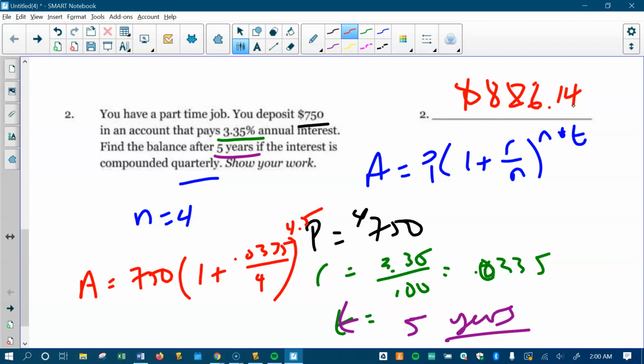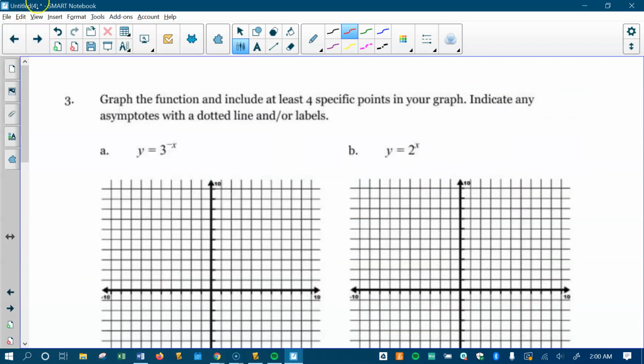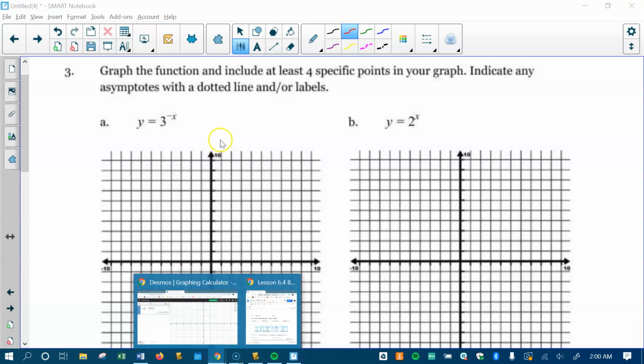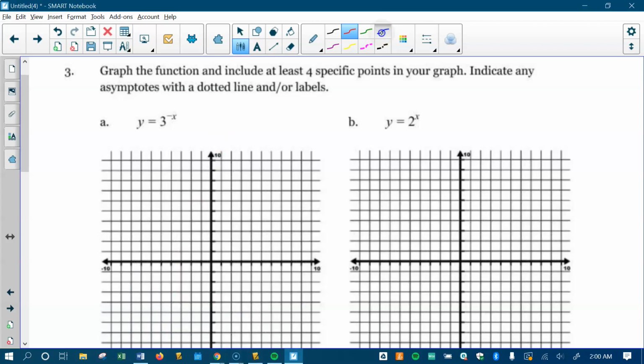$886.14. Okay, number 3. Graph the functions that include at least 4 specific points. So one way I could do this is just on the calculator and make sure that I'm graphing everything right. I do want to point out, though, that you will have a decay function for this one, because there's a negative exponent, and for this one, a number bigger than 1 as a base, and this one is going to be a growth function.